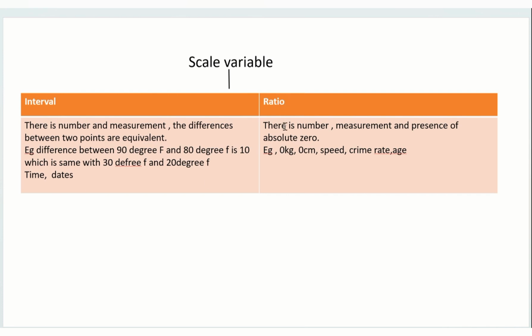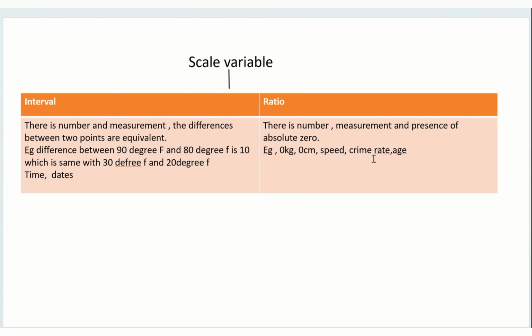Whereas the ratio is something where it is a number, it is a measurement, but there is the presence of an absolute zero value. And the two points may not be equivalent here all the time. So what does it mean? Suppose there can be 0 kg. Some things can be 0 centimeter. If the car is not moving, that can be 0 speed.